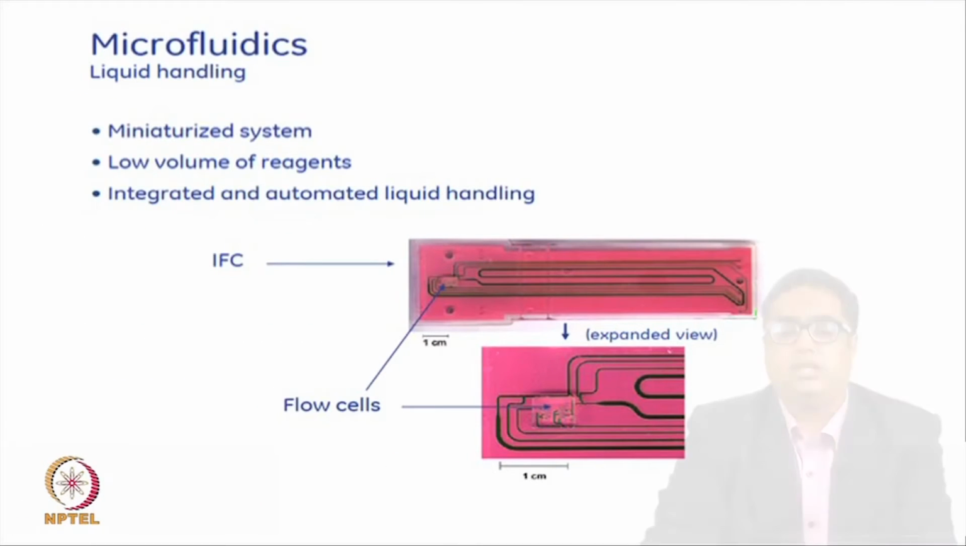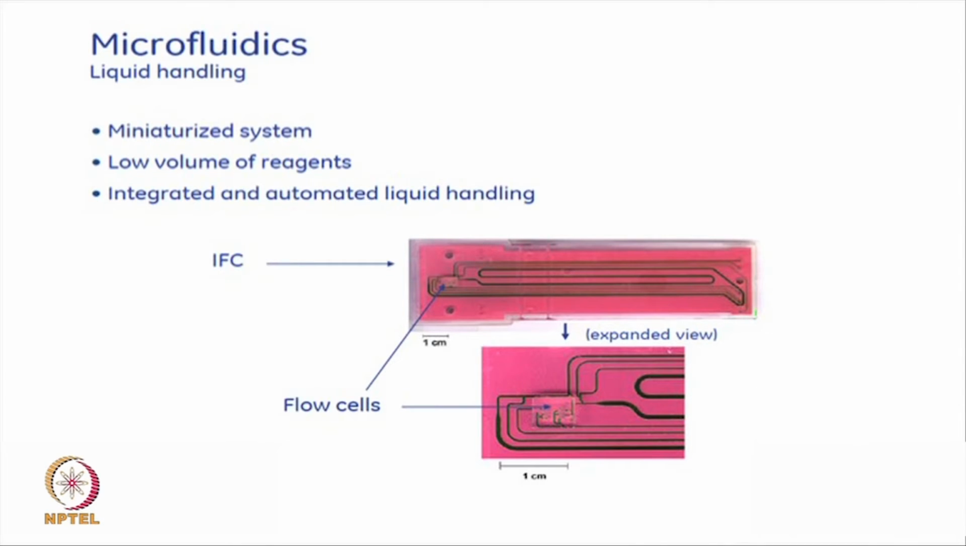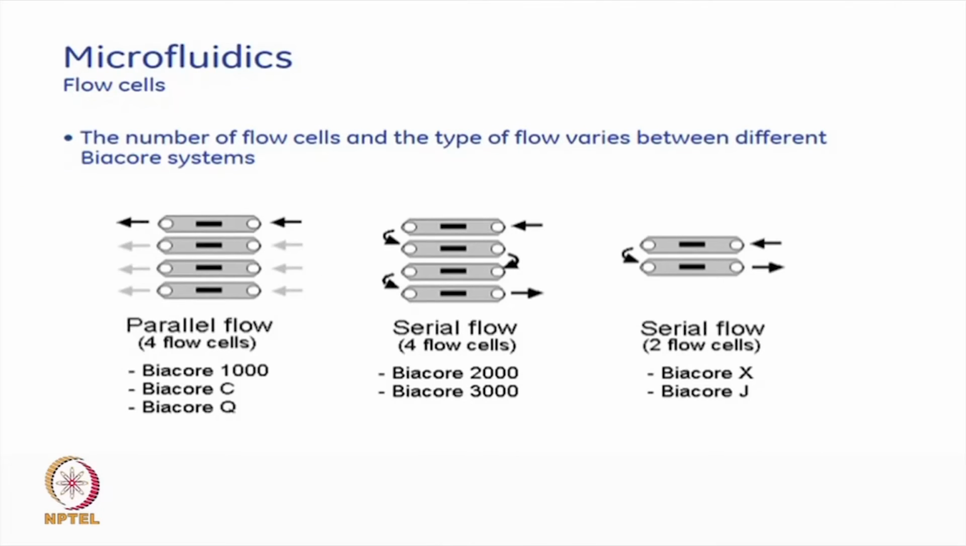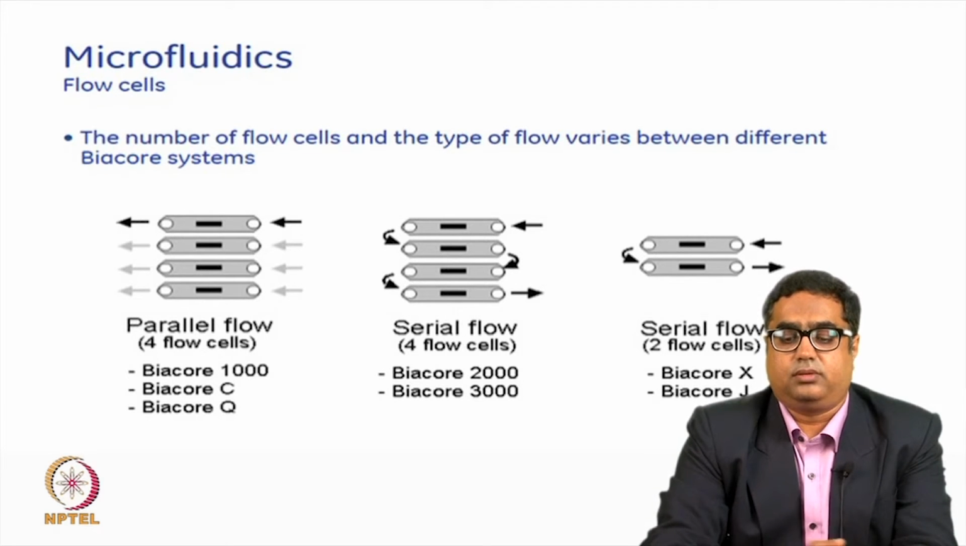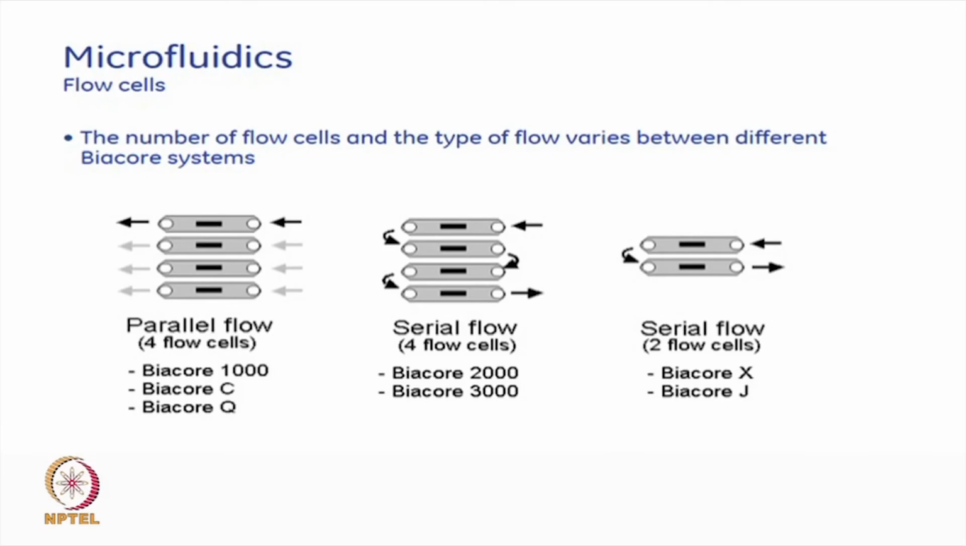surface concentration and temperature. The interactions happen in a miniaturized system called microfluidics, which is the liquid handling part of the system, which contains very low volume of reagents, and they are integrated and automated liquid handling systems where the flow cells are actually situated and the actual interaction happens and is recorded by the system. There could be many ways of orientation of the microfluidics and the flow cells. It could be a parallel way, a serial way, or two cells at a time, and different systems can have a different way of the fluidics and also different orientations.